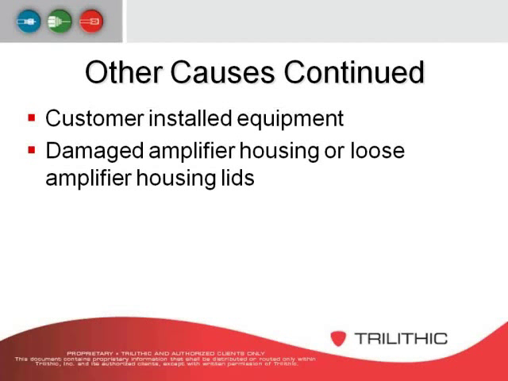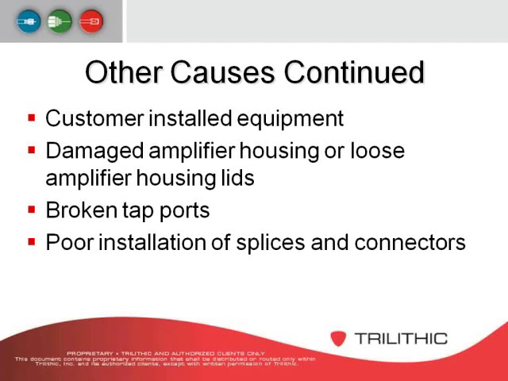Damaged amplifier housing or loose amplifier housing lids. Make sure that your amplifier housing lids are snug. They have an RFI shield going around the housing itself, and when that lid is loose, it allows the signals that are inside of the amplifier housing to leak out. Broken tap ports. When you see broken tap ports out there, they need to be replaced because they will cause you signal leaks.